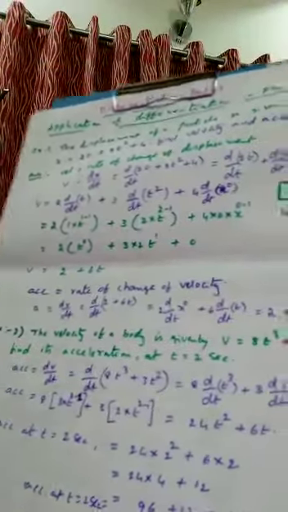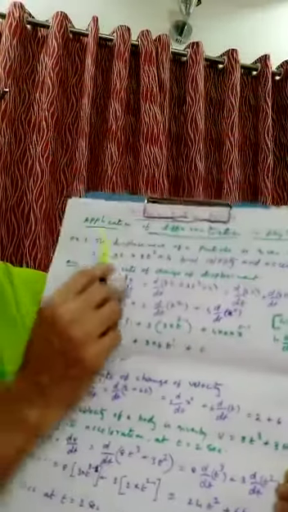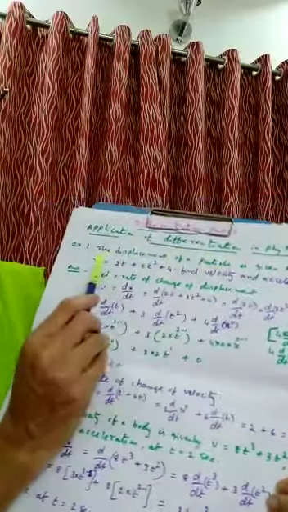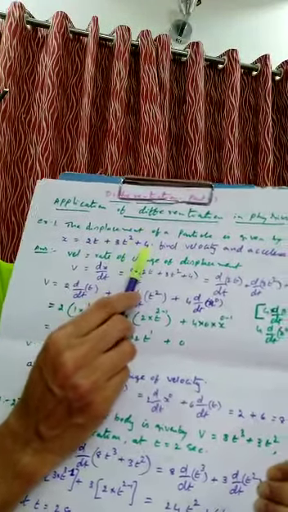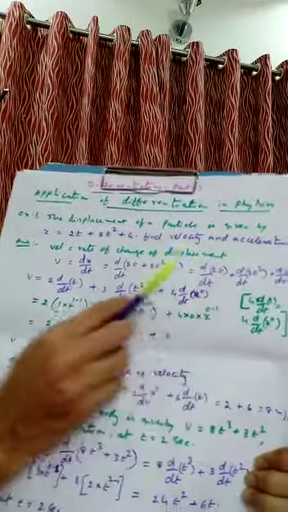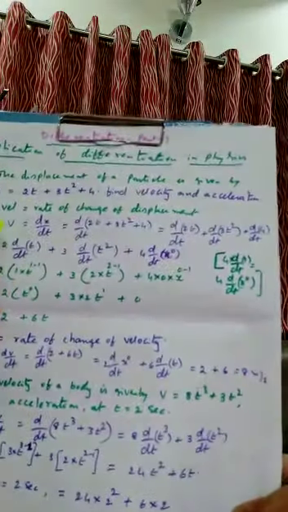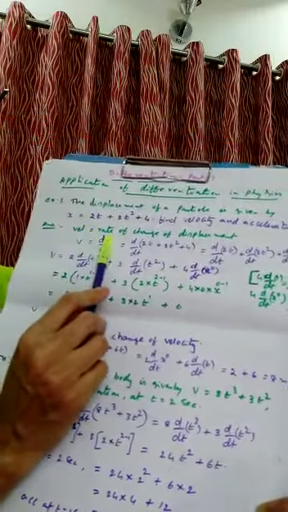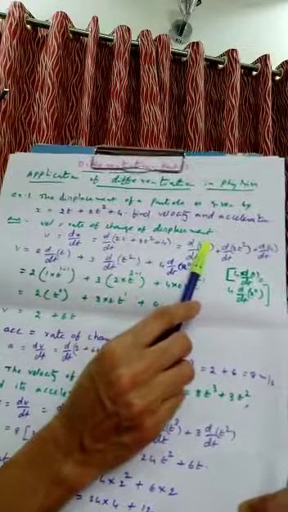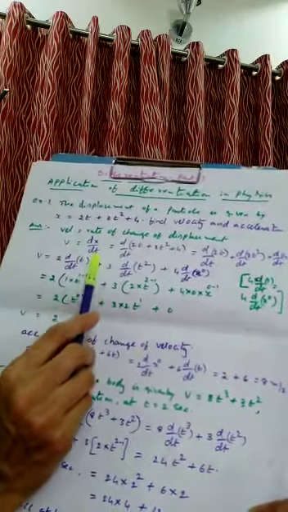The first problem is, the displacement of the particle is given by x is equal to 2t plus 3t square plus 4. Find velocity and acceleration. In this way they will ask you. How do you find it out? We know velocity is equal to rate of change of displacement, that is, v is equal to dx by dt.